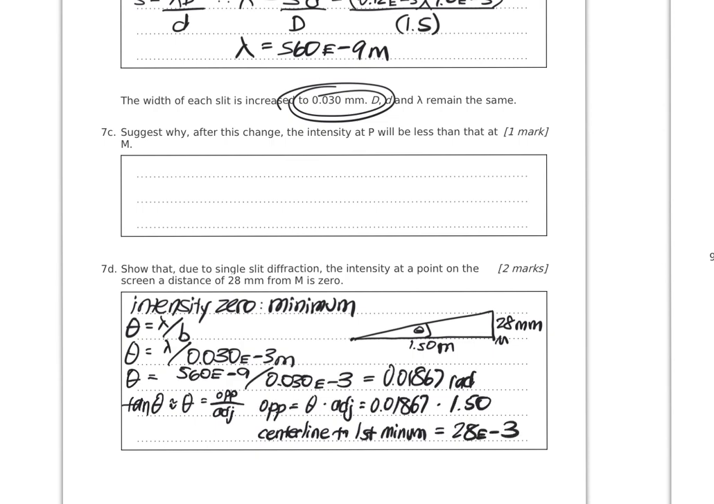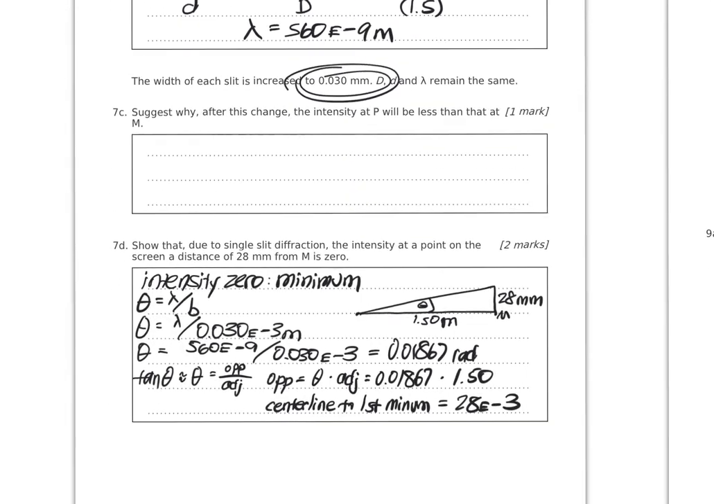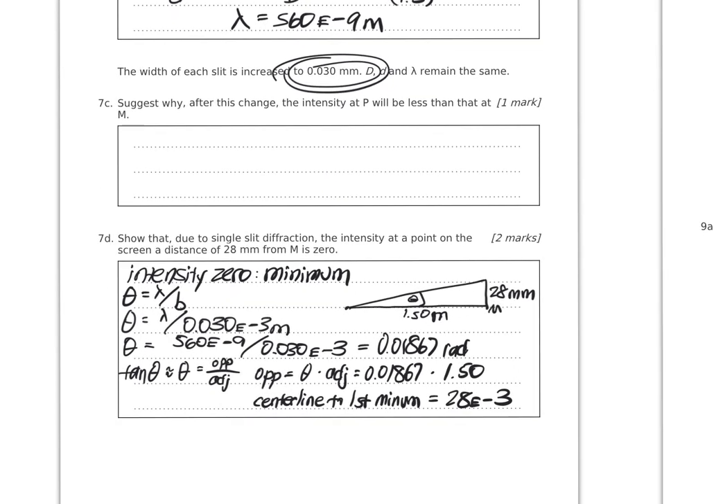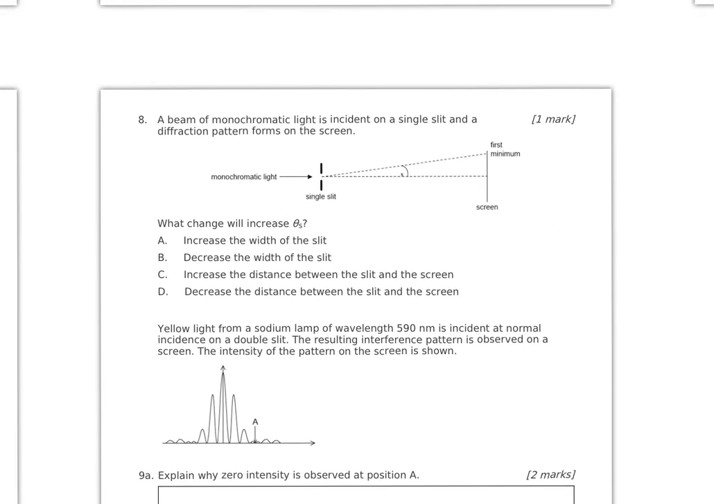So that one was tricky for a number of reasons, but one of them being the fact that you had to go and solve for the wavelength in number 7b first, because they didn't actually give it to us. So a little bit of SL throwback there. Okay, and then they throw in 8. It's another multiple choice, another paper 1.